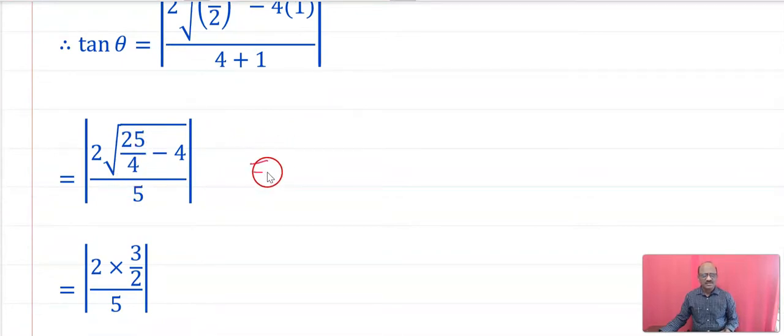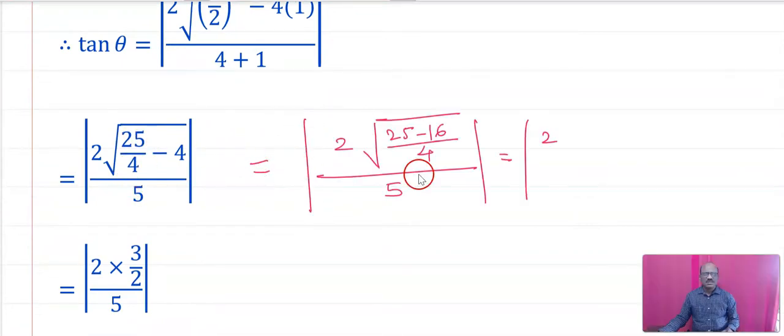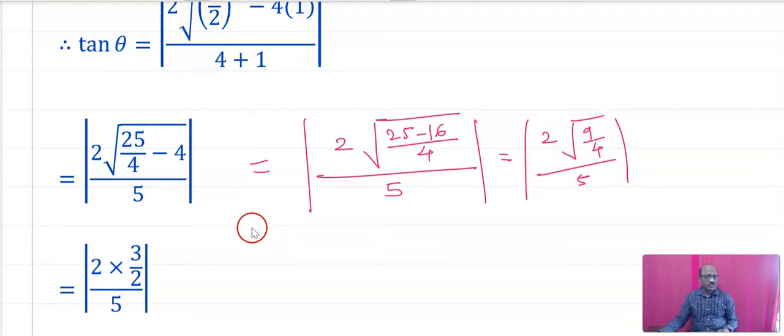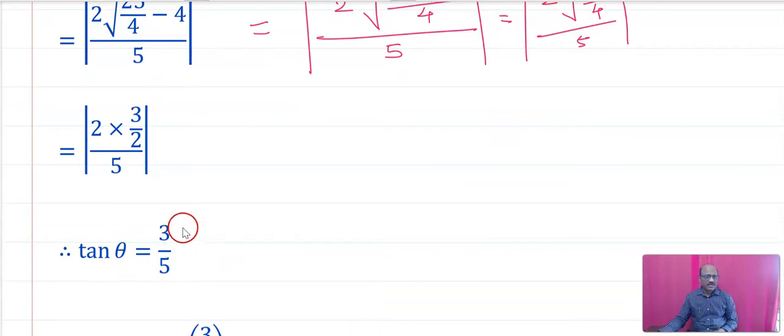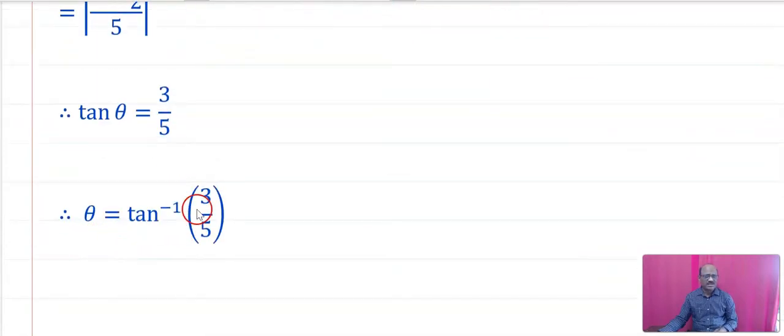Again, here is the simplification. Mod of 25 minus 16 upon 4, that is 4 into 4, 16 upon 4. And if we find out, that is 25 minus 16, it is root of 9 by 4 and this whole divided by 5. Okay, the square root of 9 by 4 is 3 by 2. These two get cancelled and you will get 3 by 5. Tan theta is equal to 3 by 5 and hence theta is equal to tan inverse of 3 by 5.